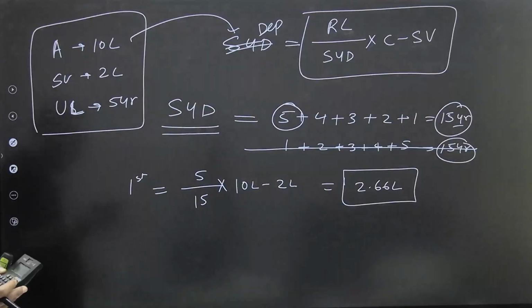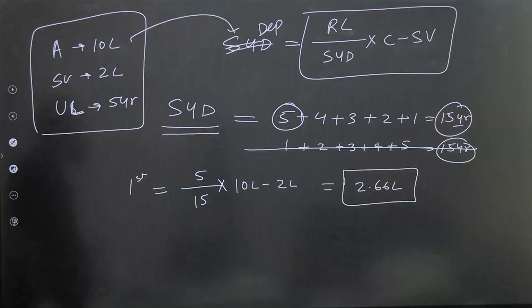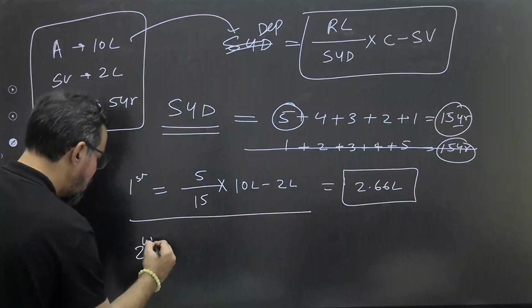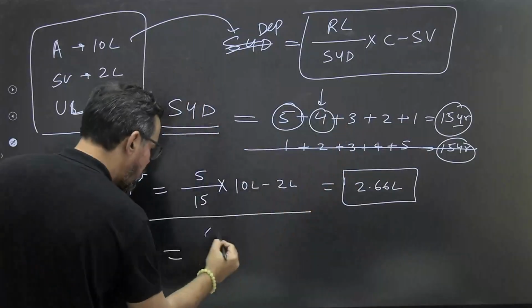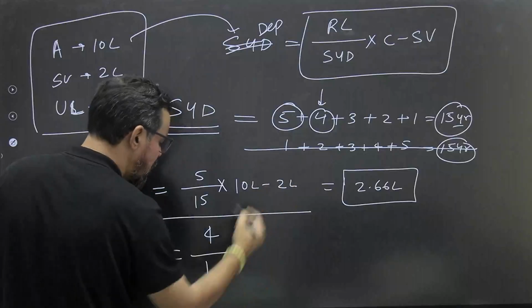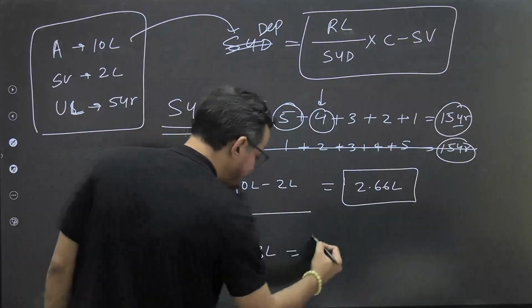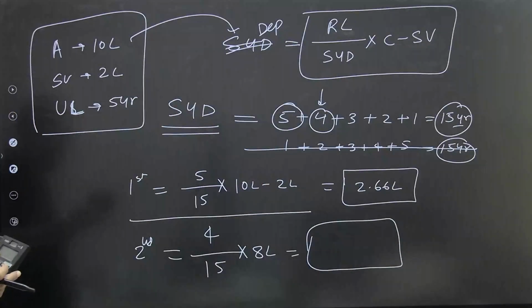हाँ बिल्कुल करेक्ट. So first year your depreciation is around 26,000, 666, whatever the number is. Second year, how will you calculate depreciation? Remaining life for the second year is 4, divided by sum of year digit 15, into 8 lakhs. ठीक है, cost minus salvage value. So the second year depreciation will be 4 divided by 15, which is 0.2666, into 8 lakhs.